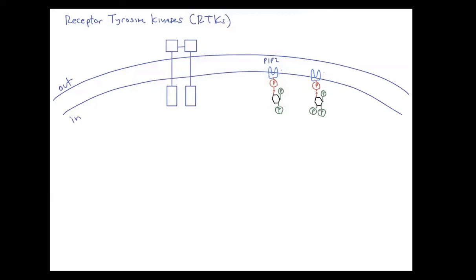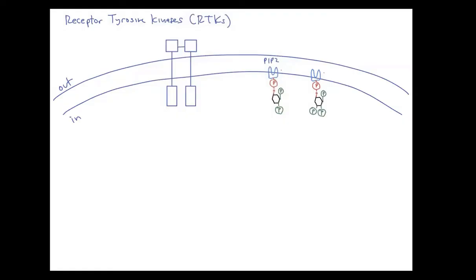So we're going to talk about a very important class of receptors called receptor tyrosine kinases, or RTKs. This family of receptors is very important for growth factors. These are molecules that end in GF, like IGF, PDGF, EGF, etc. And also the hormone insulin, the insulin receptor, is an RTK.